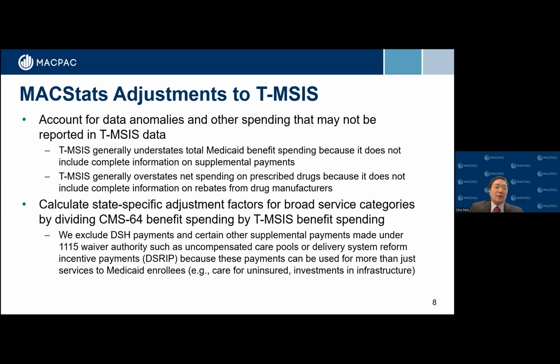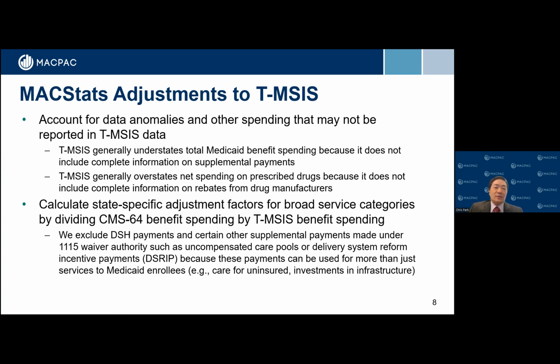We adjust T-MSIS amounts for several reasons. T-MSIS generally understates total Medicaid benefit spending because it does not have data on disproportionate share hospital payments and additional types of supplemental payments made to hospitals and other providers, doesn't have Medicare premium payments, and certain other amounts.